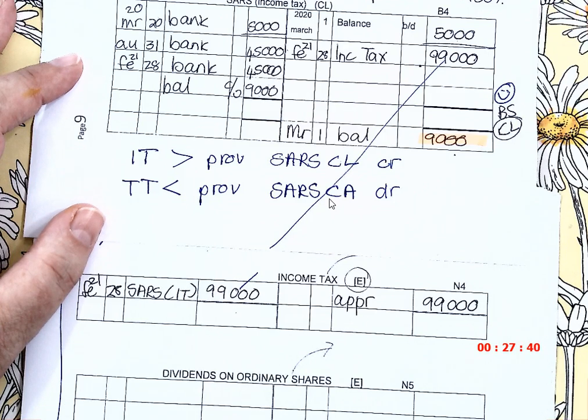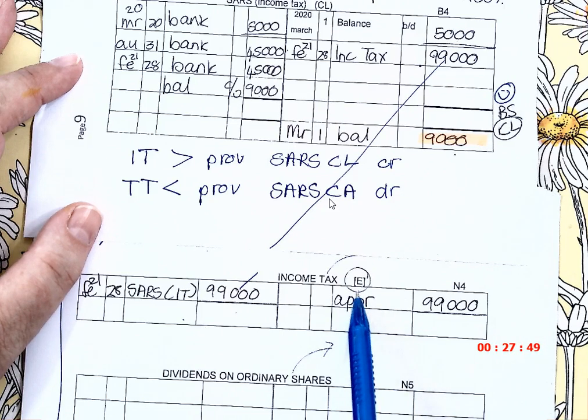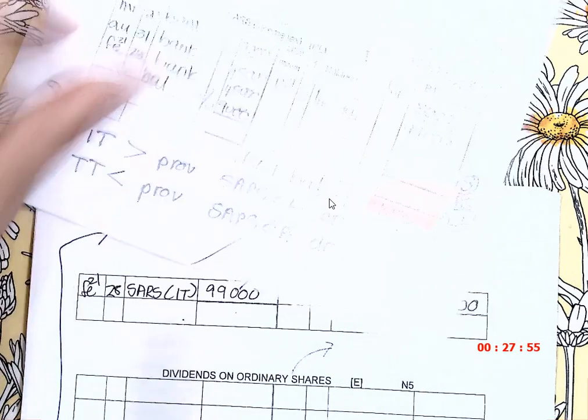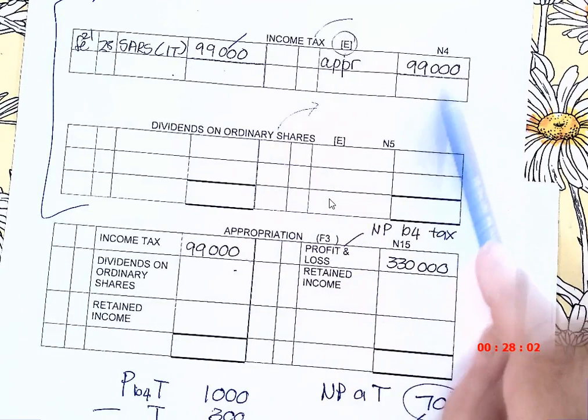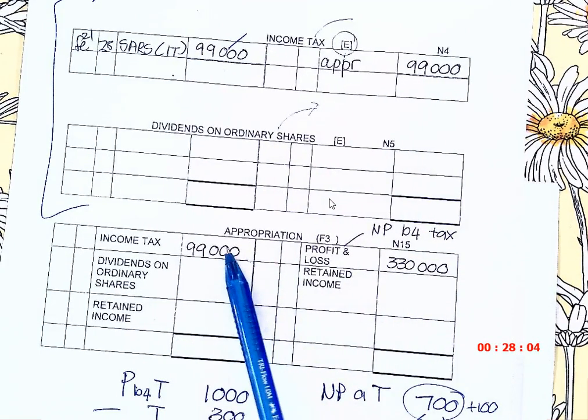And then, because income tax is an expense, I know I need to close it off at the end of the year. But this doesn't form part of profit and loss. Profit and loss is my net profit before I calculate tax. So it's going to go to my appropriation. Appropriation. You know that one.